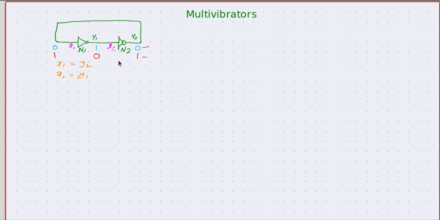If it is in this situation and for some reason if this was made a 0 for a moment, then this 0 makes 1, this 1 makes a 0, back a 0. So we'll get into this situation. So that means there are two states of this circuit. This is one state where it is 010, and another state is 101. So that's something to do with a multivibrator.